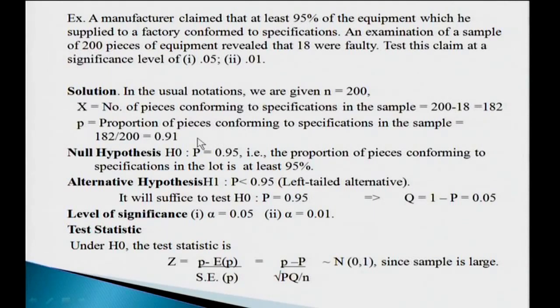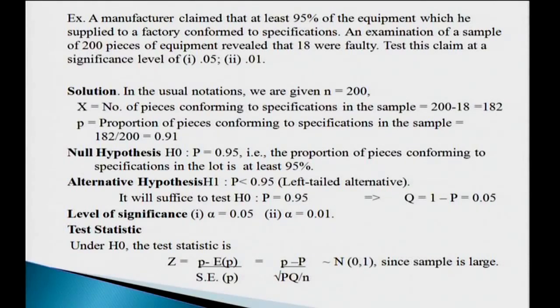So, the null hypothesis, you can better write here, H naught is P greater than or equal to 0.95, because his claim is 95%, greater than or equal to 0.95, that is the proportion of pieces conforming to specifications. Alternative would be, therefore, less than 0.95. So, is it two tailed or one tailed? It is a one tailed, left tailed alternative. So, it is to test whether this is 0.95 or not at 5% as well as 1%.